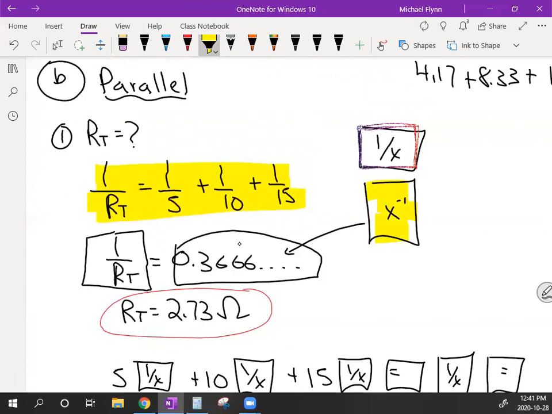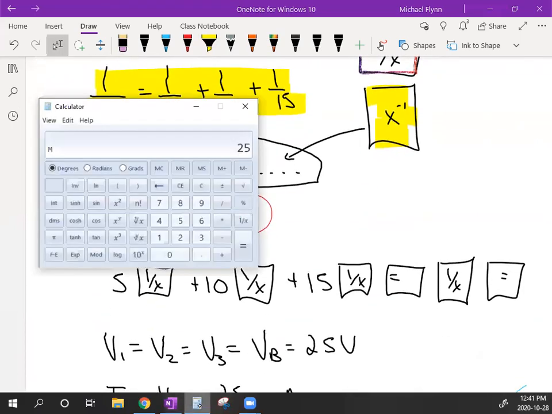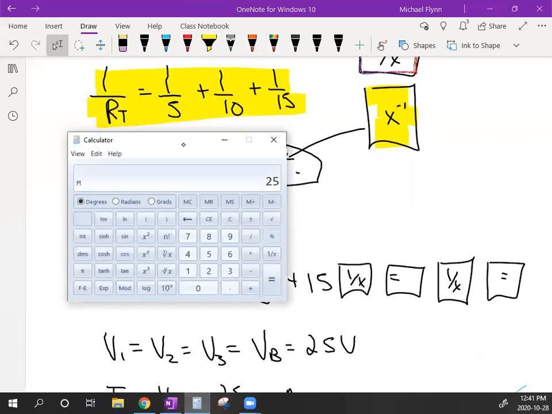Okay, so here's how I would do it in my calculator. By the way, the 1 over x button is just above the equal sign. First, I'll clear everything. I press 5, and then 1 over x. Then I press plus 10, 1 over x. Then plus again, 15, 1 over x. And then I press equals, and I get 0.36666666.